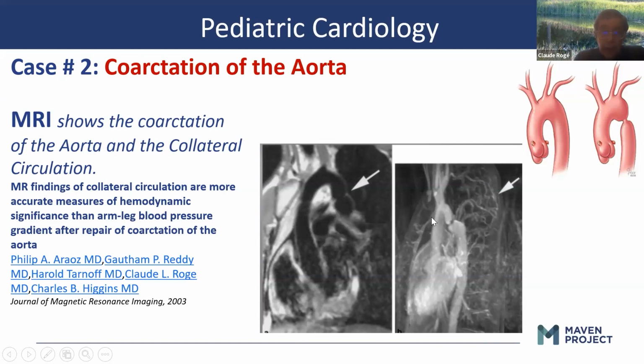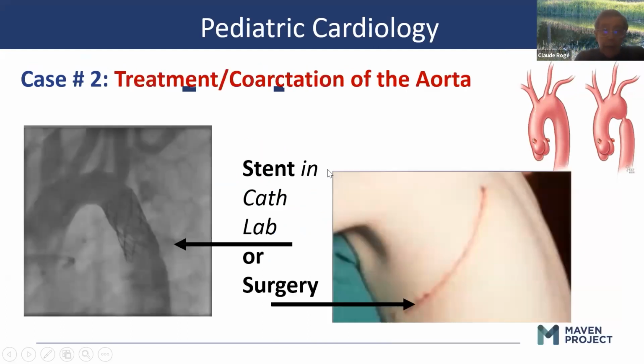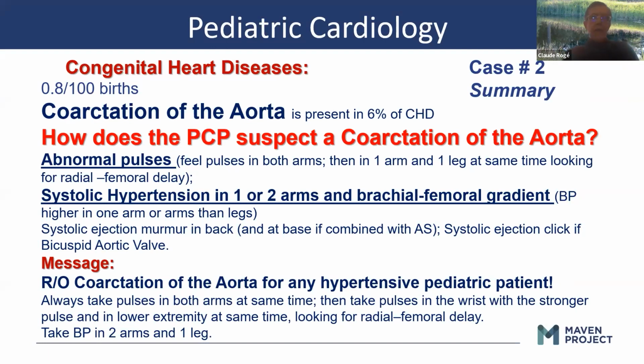But most places, they would do a cardiac cath. And again, with the angiogram, you see the coarctation of the aorta there. And then in terms of treatment, if you do in the cath lab, you put a stent there and you relieve the obstruction. Otherwise, you need surgery, okay? So coarctation of the aorta is not terribly frequent. It's 6% of congenital heart disease. But how do you suspect that again?